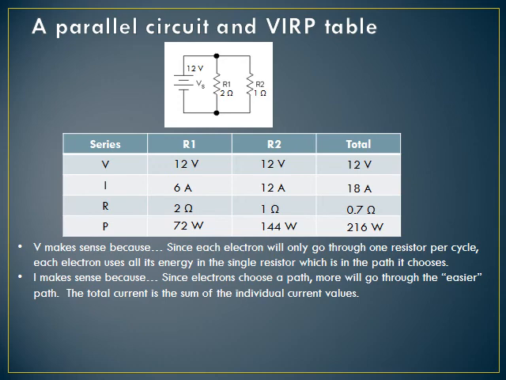The current values make sense for two reasons. First thing, we noticed that charge is conserved. The total charge per second that's going through the individual resistors is the same as the total in the circuit. So 6 plus 12 is 18. The other thing that you may have noticed is that more electrons were going through R2, okay? And that's interesting because that's the easier resistor or the easier test.